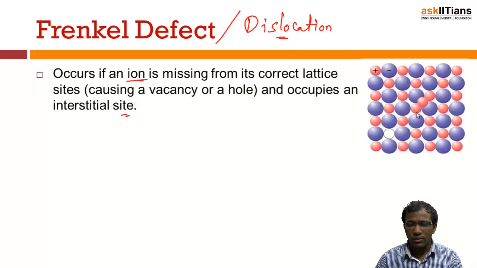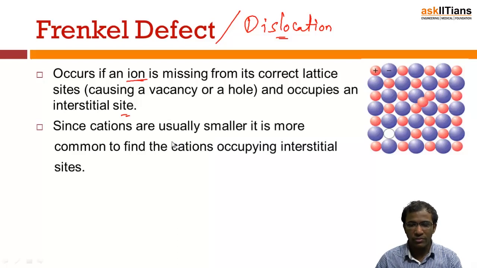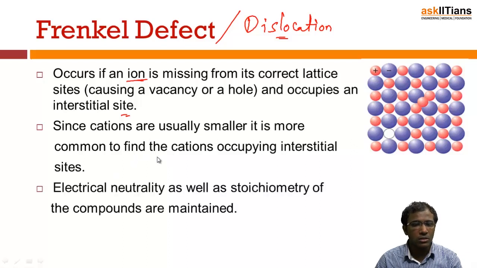So let's understand this with an example. Here this is the site of the positive ion, but this positive ion is missing from its own lattice site and is occupying this interstitial site, creating a defect in the crystal. Such a defect is known as the Frenkel defect. And if you see, the small ion is dislocated. Generally the cation is smaller, since cations are usually smaller, so it is more common to find the cations occupying the interstitial sites.